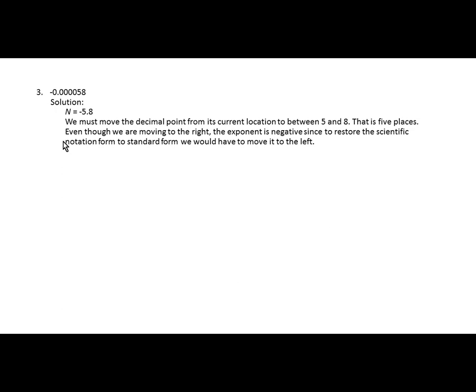I've got negative 0.000058. Our capital N is negative 5.8. I want this decimal point to move between the 5 and the 8. So it's got to go 1, 2, 3, 4 for the zeros, and then one more for the 5. So in order to restore the number, I have to move it back to the left. So our little n is negative 5. So I'm going to have negative 5.8 times 10 to the negative 5.